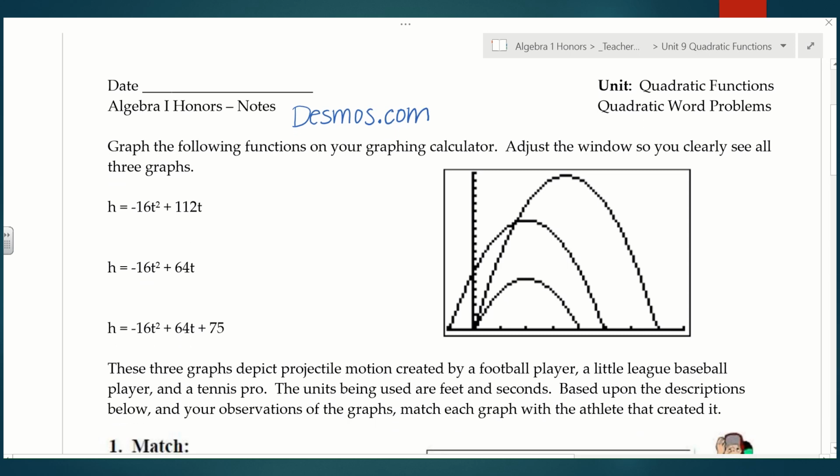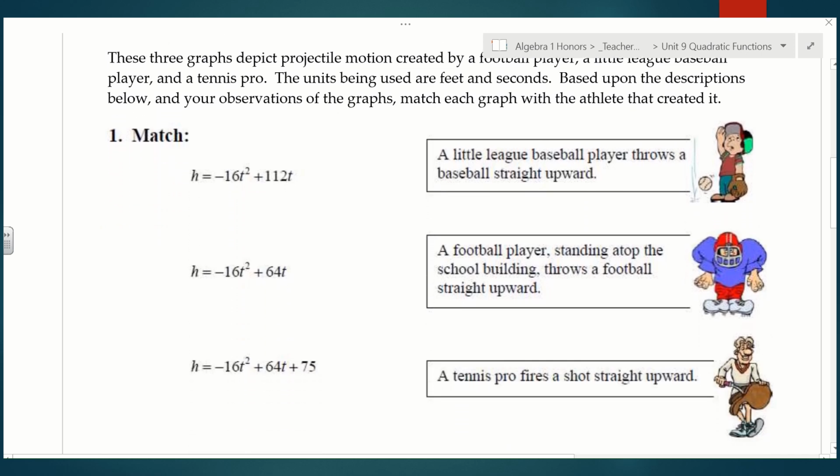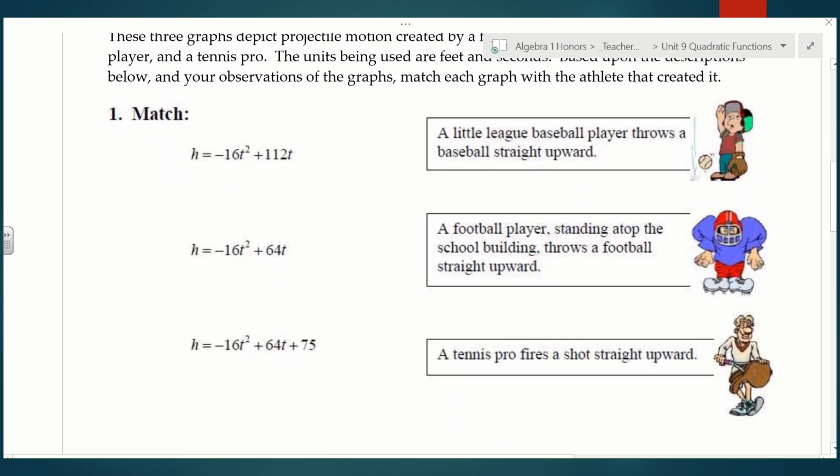Okay, so whether or not you've tried that, let's start talking about what these graphs are. There's 3 different parabolas here, 3 different equations, and it says these 3 graphs depict projectile motion created by a football player, a Little League baseball player, and a tennis pro. The units being used are feet and seconds. Based upon the descriptions below and your observation of the graphs, match each graph with the athlete that created it. So we're going to try and match the player with the correct equation.